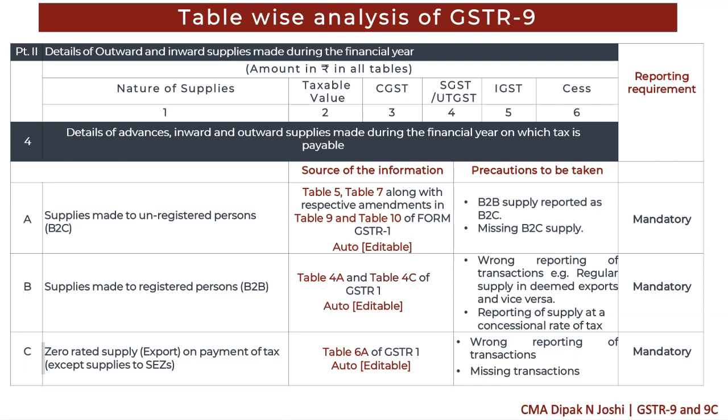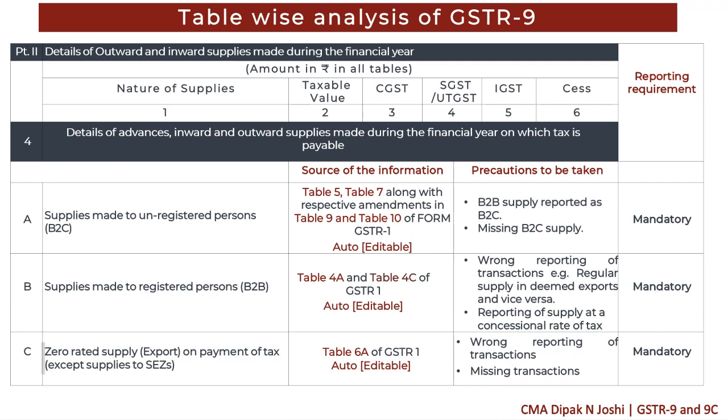Now table 4B is regarding supplies made to registered persons, B2B. Table 4A, 4B and 4C of GSTR 1 are the relevant tables in case of furnishing details of supplies made to registered persons. Now again, this is an auto-populated row, but you can edit B2B transactions. Now what kind of precaution should we take?